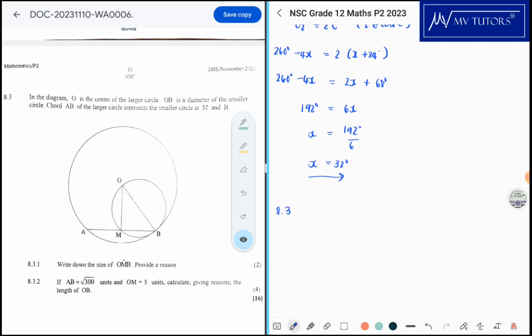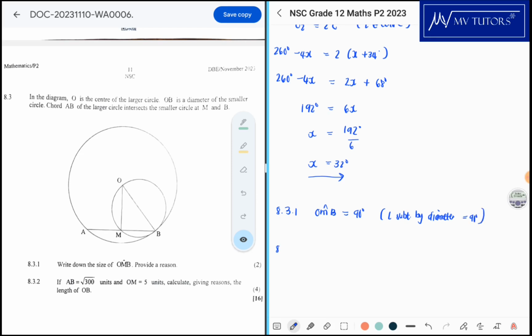Now they're saying write down the size of OMB and provide a reason for it. That's what we were saying. So M is 90 degrees, right? And the reason is angle subtended by diameter. I know there's a shorter reason, but this is what I remember: angle subtended by diameter is equal to 90 degrees.